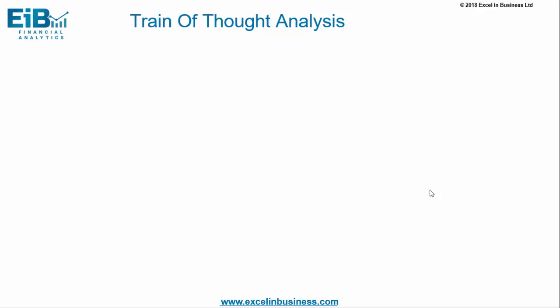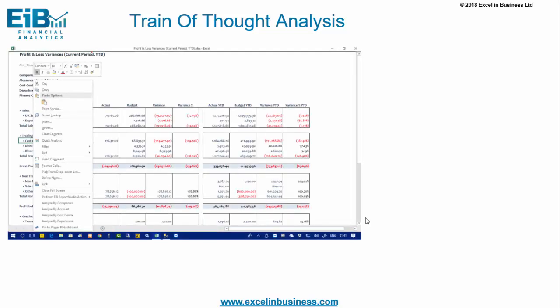One of the must-have features in EIB Analytics 218 is the new train of thought analysis. Train of thought analysis is all about taking an existing report, so in this example a profit and loss report, and actually second guessing what the user wants to do next in terms of what extra analysis they would want to do based on looking at the numbers on the screen.